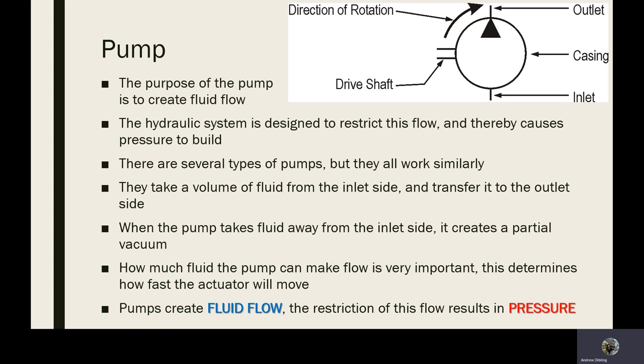Pumps. Pumps are what make the fluid flow. They do not provide pressure. Now, this is a single direction outlet pump, drive shaft, inlet, casing, and the direction of rotation is shown, as well as the direction of fluid flow. Okay. The hydraulic system is designed to restrict the flow that is provided by the pump, and that's what builds your pressure. There are several types of pump, but they all work very similarly.